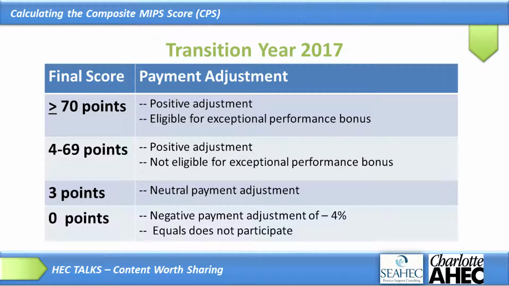A final score of 4 to 69 points would result in a positive payment adjustment, but no possibility of an exceptional bonus. A final score of 3 points would result in a neutral payment adjustment. A final score of 0 points because of no participation would result in a negative payment adjustment of negative 4%. What if for the transition year 2017 you are not able to earn a very high CPS?